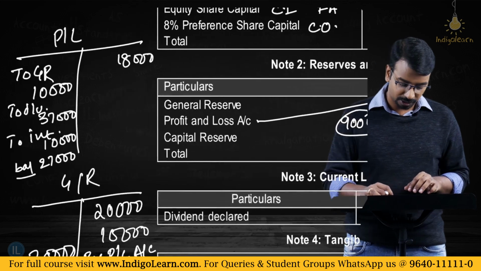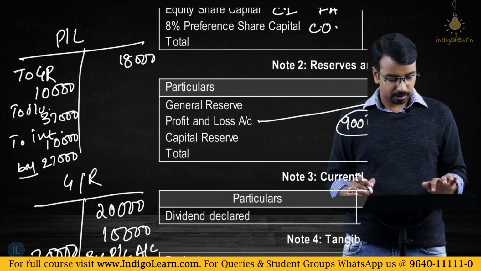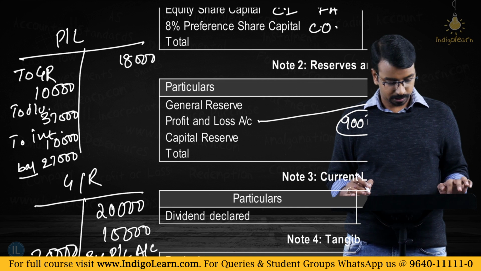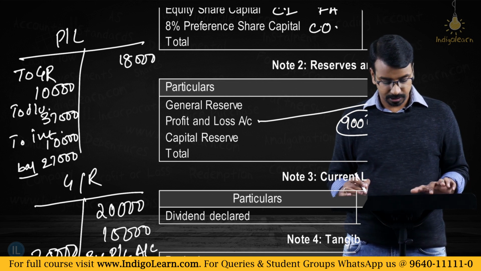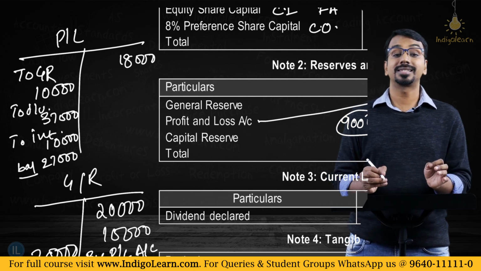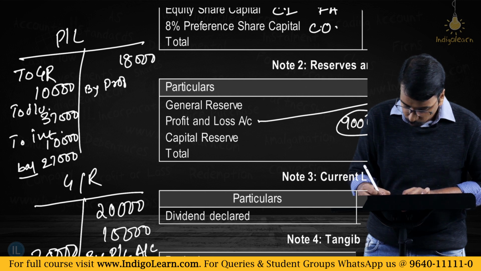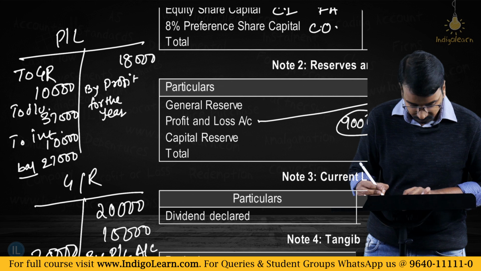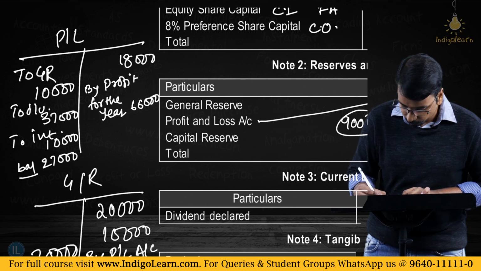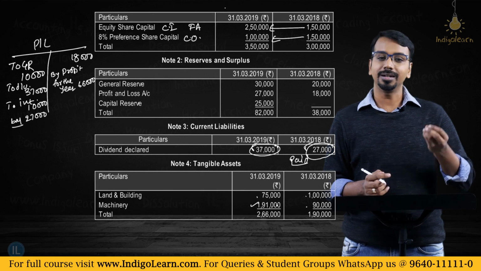So what is the balancing figure now? If you have to compute, 10,000 plus 37,000 plus 10,000 plus 27,000 minus 18,000. You get 66,000. So by profit for the year 66,000. Now the same profits can also be determined by preparing a statement.